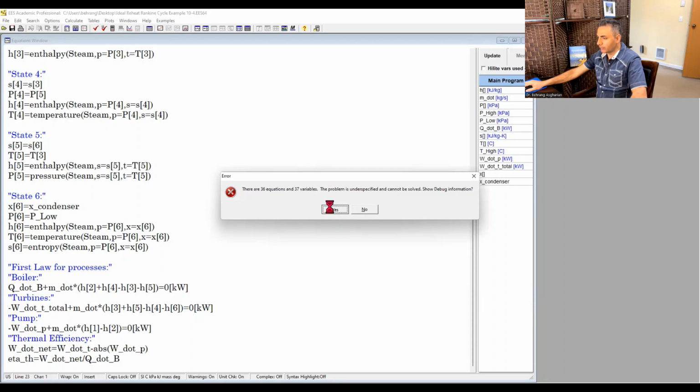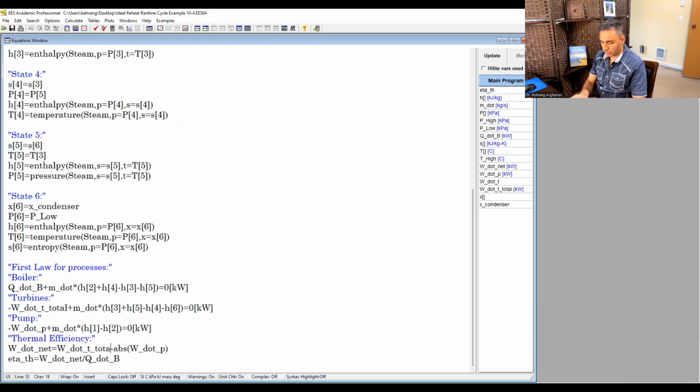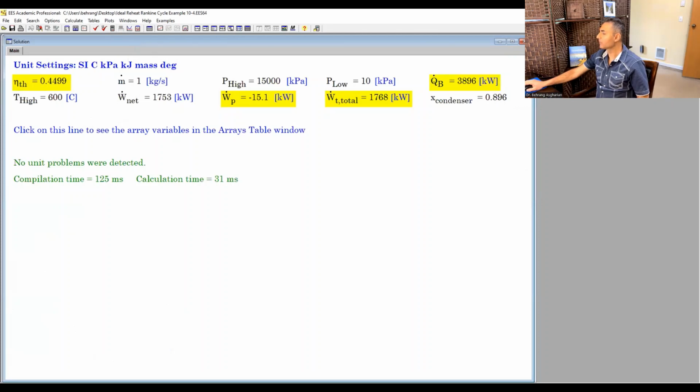Let's see, W dot, I call it W dot T total. So make sure that everything is okay. There you go. So this is the efficiency of the cycle. I got 45%, 0.4499 is 45%.